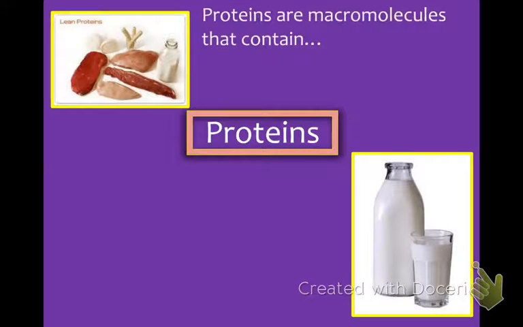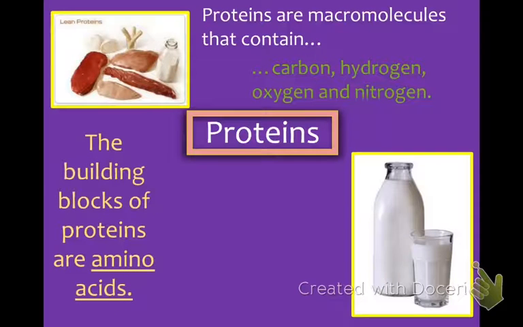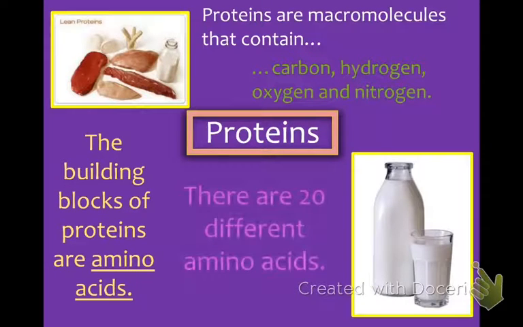Proteins. Sweet, this is the last section of the notes. Here we go. Proteins are macromolecules that contain carbon, hydrogen, oxygen, and nitrogen. So we call those CHON, right? CHON. The building blocks of proteins are called amino acids. And there are 20 different amino acids that make up all the proteins in every living thing on the entire earth.